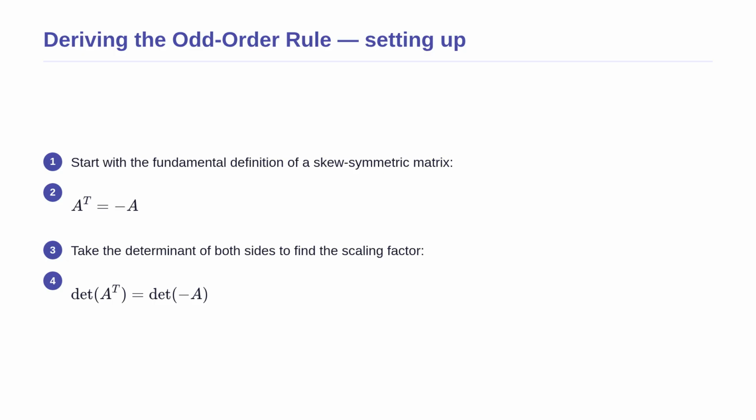We start with the fundamental definition of a skew-symmetric matrix, which states that the transpose of the matrix A is equal to the negative version of the matrix A. Next, we want to find the scaling factor, so we take the determinant of both sides of this equation. This sets up our derivation perfectly. By establishing this initial equality, we create a bridge between the structural symmetry of the matrix and its geometric volume, which will allow us to uncover why the determinant must vanish.